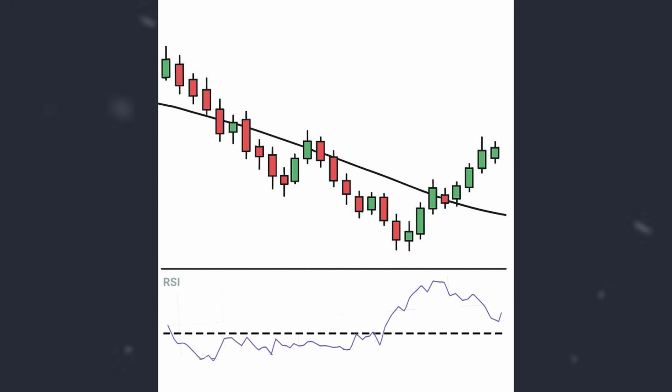Example: on this chart, RSI dips below 30, a classic oversold signal. But don't rush in just yet. Price is still below the 200 moving average, which means the overall trend is still bearish. So we wait. A few candles later, RSI climbs back above 30, and price breaks above the 200 MA. That's our green light. A long entry is placed right after a strong bullish candle closes above the moving average.